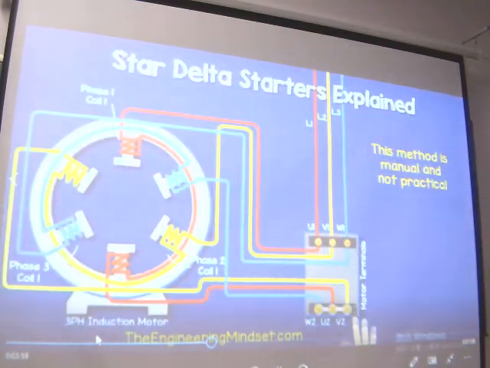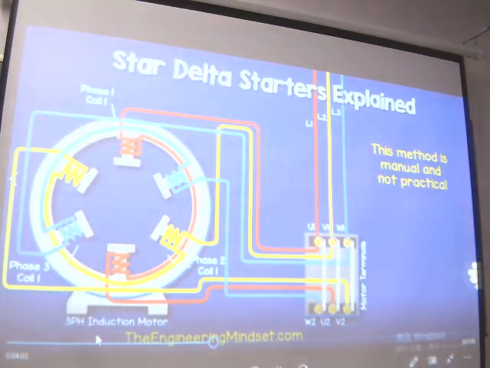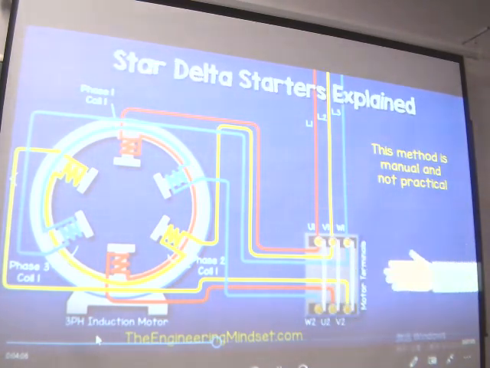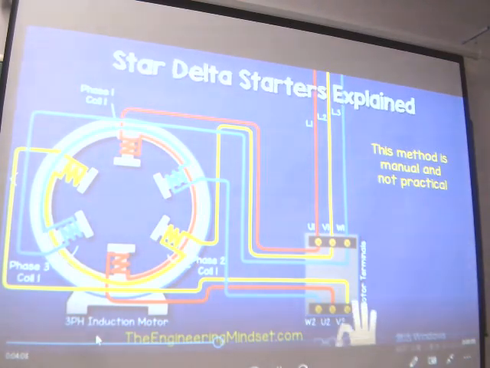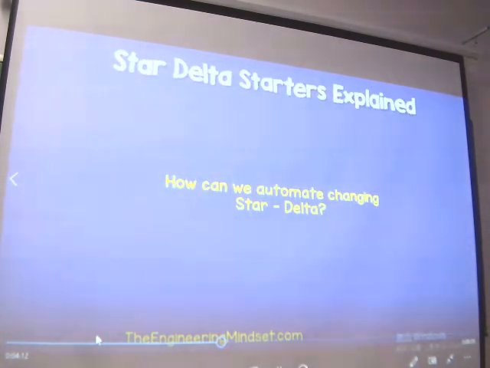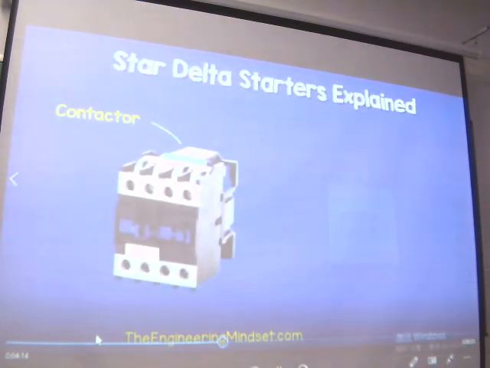The two ways we just saw of configuring the motor in star or delta are fixed methods. To change them, we have to physically cut the power, open the motor terminals, and then rearrange them. Now this isn't exactly practical to do. So how can we automate this? To do this, we need to use some contactors.